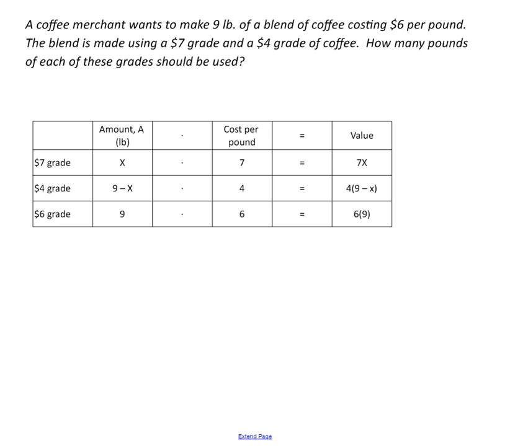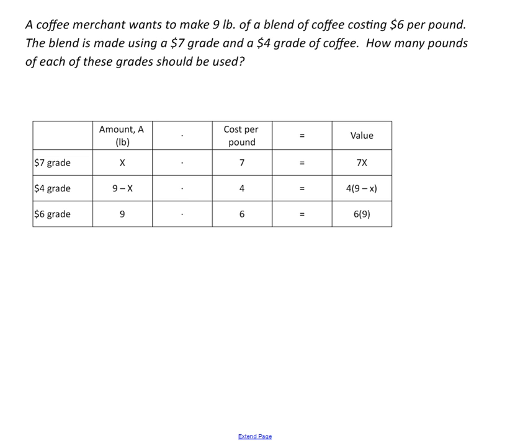We've got a coffee merchant who wants to make 9 pounds of a blend of coffee that can cost $6 per pound. Now the blend is made using a $7 grade and a $4 grade of coffee, mixing those two together. So how many pounds of each of these grades should be used? This should make some sense to you: the cost of the coffee that we're going to mix is going to be somewhere between the higher cost and the lower cost of coffee.